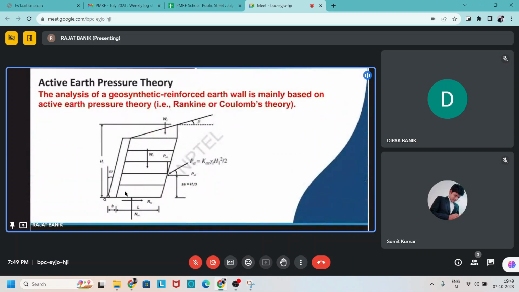Now, the active earth pressure theory is given. This type of arrangement was discussed in our soil mechanics class, in the chapter on active earth pressure and retaining walls. In the same way, we also find the earth pressure coefficient for active earth pressure. In active earth pressure theory, the analysis of geosynthetic reinforced earth wall is mainly based on active earth pressure theory, the Rankine theory. We use Rankine or Coulomb's theory.